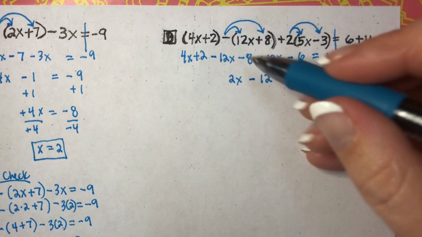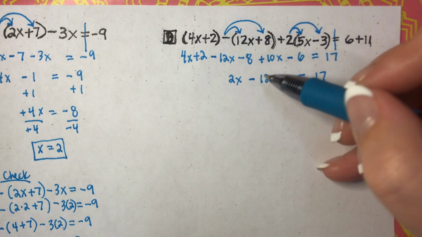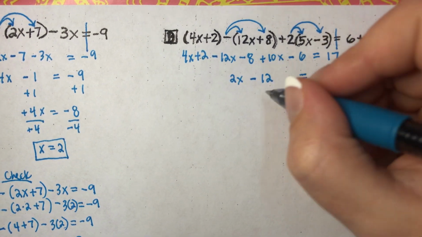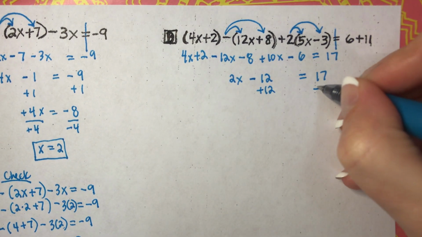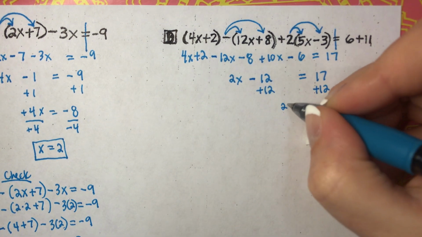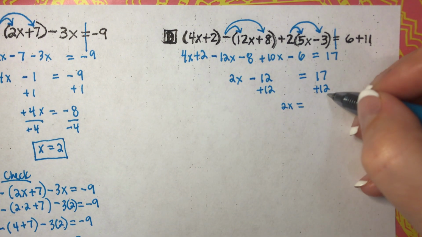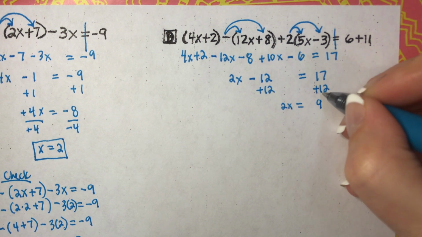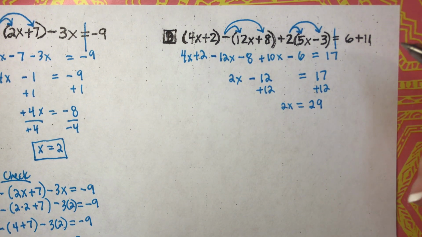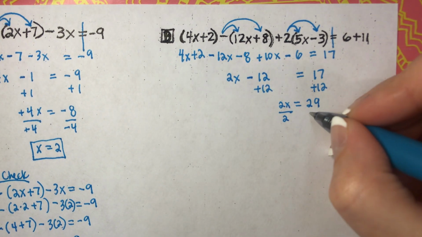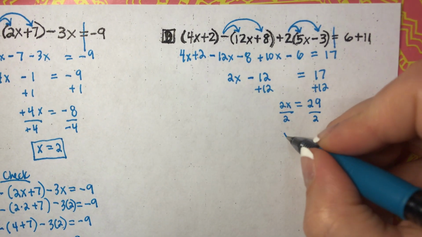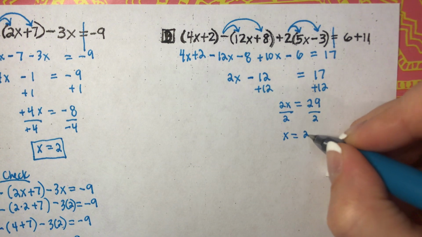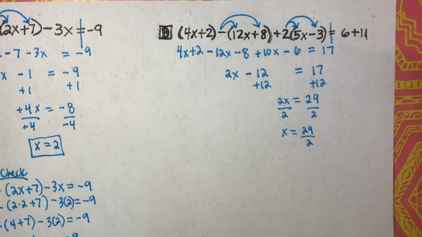All right, so now we just have a two-step. We're trying to get x by itself, so we're going to get rid of this outside bit, doing the inverse operation, which would mean we'd add 12 to both sides. And that leaves us with, what? 7 plus 2 is 9. 1 plus 1 is 2, 29. And then we just divide by 2 on both sides, and we get x equals 29 over 2.